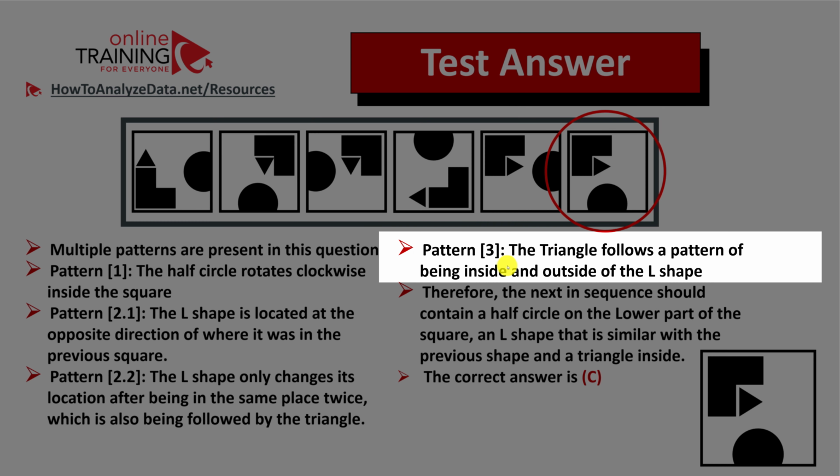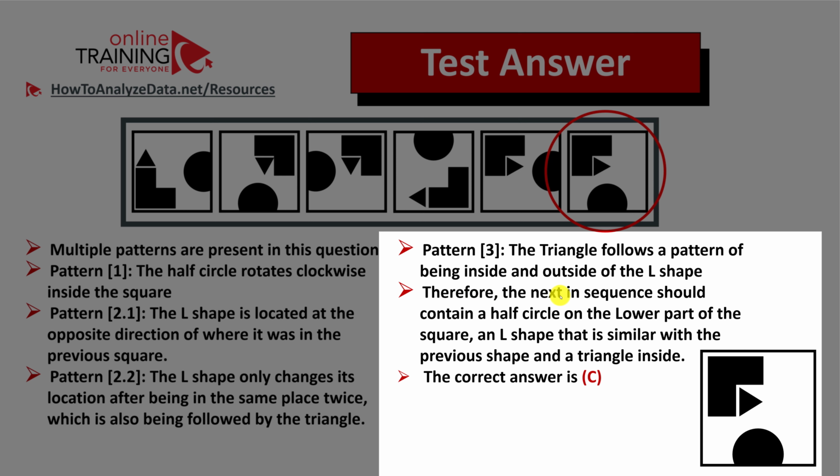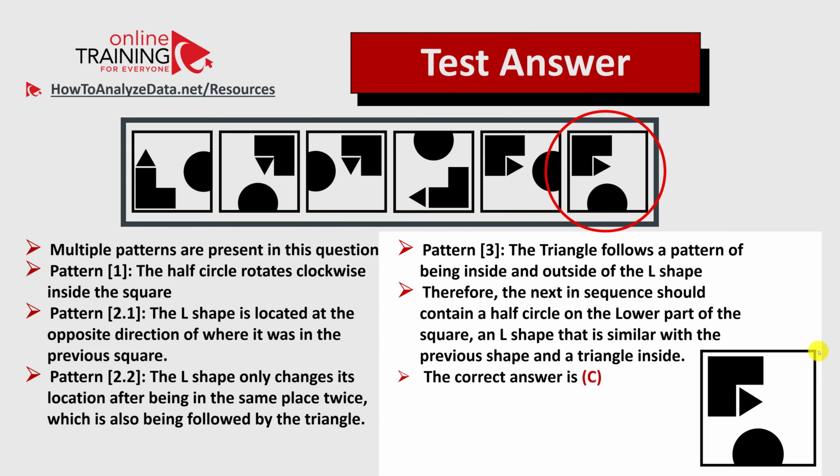And then the last but not least pattern is the pattern of the small triangle. The small triangle here follows the pattern of being inside and outside of the L shape. Therefore, this is why the next item in the sequence should contain a half circle in the lower part of the square, and then the L shape, which is similar with the previous shape, and the triangle inside. So the correct answer is choice C. Hopefully you understand what to look for in similar questions in the test.